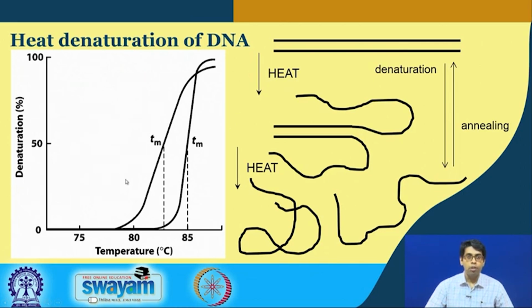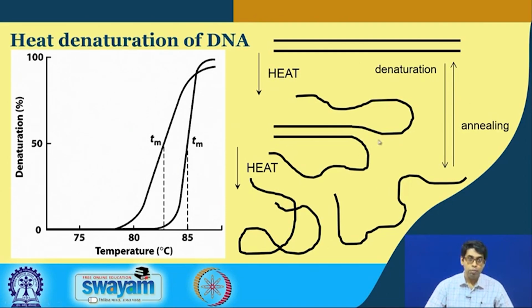So, for two different DNA molecules or two different sequences, we see two different curves. The midpoint where we reach 50% denaturation is nothing but the middle point between this saturation point and this baseline. The temperature at which it reaches this point is referred to as the melting point, and we see that the melting point is different for the two different DNA molecules. So, this melting point will depend on the length of the DNA molecule, and it will also depend on the sequence of the two DNA molecules.